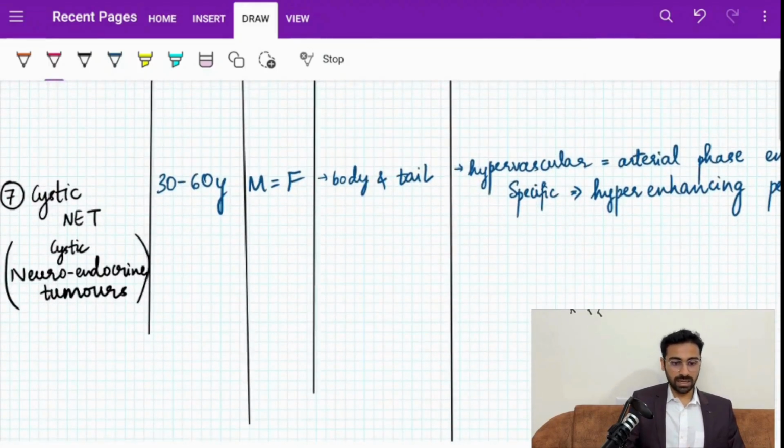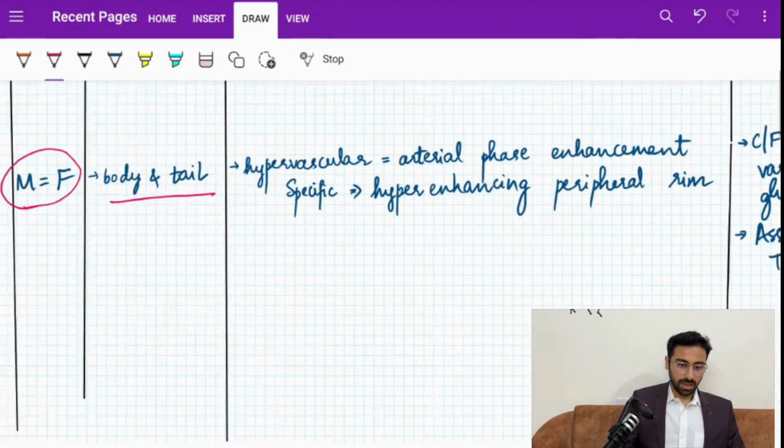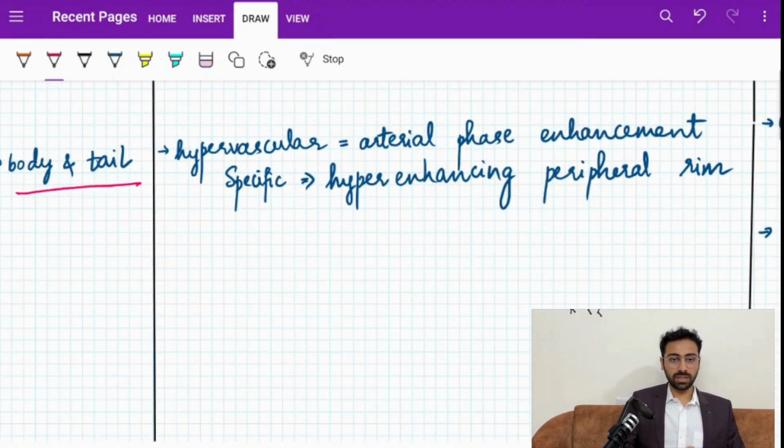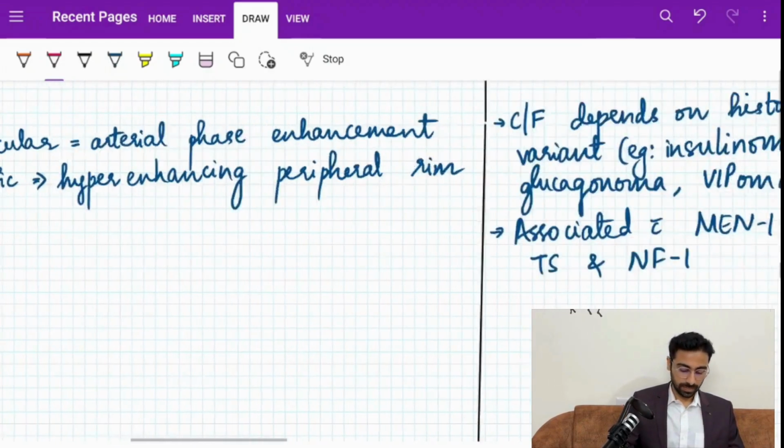So, coming to the last in this sequence is the cystic neuroendocrine tumor. Now, this is common in 30 to 60 years and it has an equal preponderance between males and females. It commonly involves the body and the tail. Now, as all neuroendocrine tumors in the body, this is a hypervascular lesion that enhances avidly in the arterial phase, and its very specific feature is that the lesion enhances more towards the periphery. That is extremely hypervascular. It does not wash out on the venous phase.